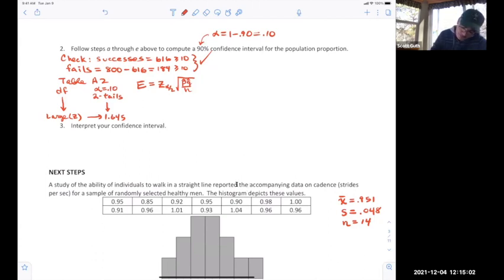Okay, we better do our p hat and our q hat real quick. So the p hat that comes up in the margin of error formula is x over n. So the x, as we said before, is 616. N is 800. So I think you'll see this comes out to 0.77 exactly without any rounding. And then the q hat will be 1 minus p hat. So 1 minus 0.77 should be 0.23.